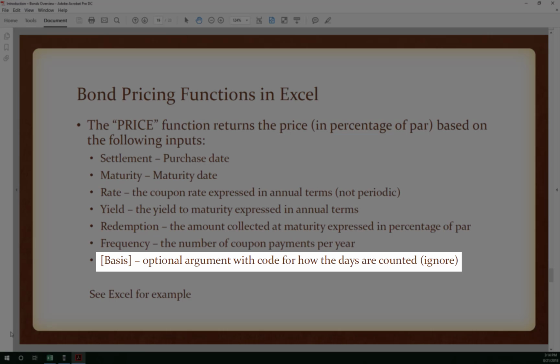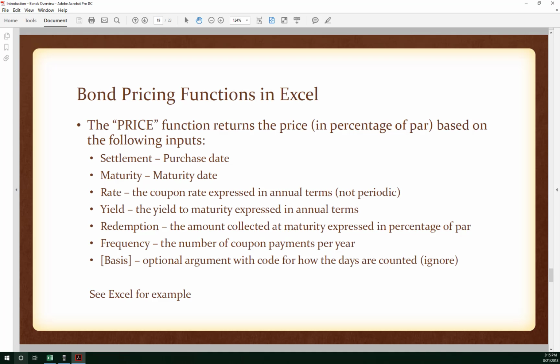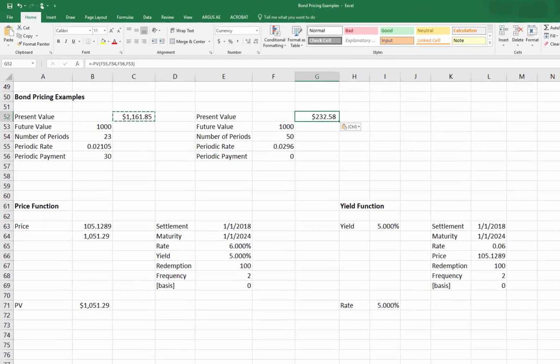And then we're generally going to ignore this very last argument, the basis, where we have this optional thing that has a code. It's a dummy, I think 0 through 4, that tells Excel how the days are counted. We're just going to keep it simple and ignore that one. So let's go to Excel real quick and take a look at an example of the price function.